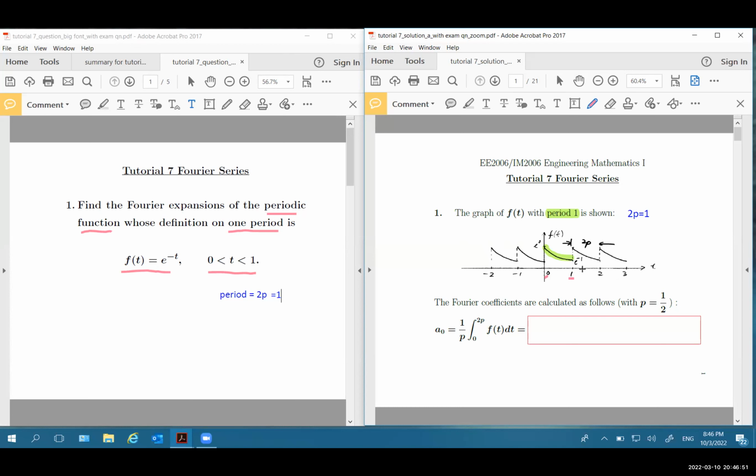Is it okay? Yeah. So later on, at the points of discontinuity, we want to do something special, right? Okay, so let's carry on from here.